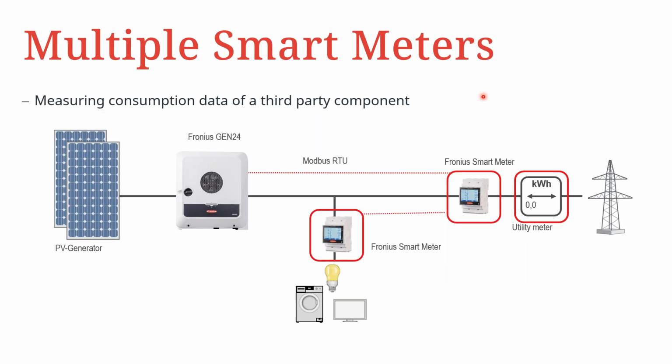Another use of the Fronius smart meter is in the case that you want to integrate additional smart meters other than just the primary smart meter. So you could have consumption smart meters. If you want to measure consumption by an external load or a very specific load that you have in your setup, then you can integrate a further smart meter, and this then would be connected along the consumption path.